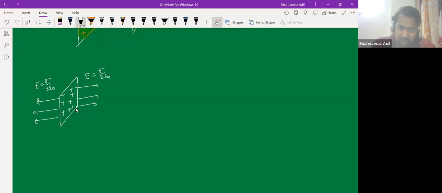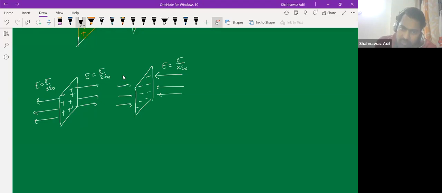And for the minus one, the electric field lines were in which direction? For the minus one, what was the direction of the electric field? They were in this direction, right? And the amount of electric field was the same, right?